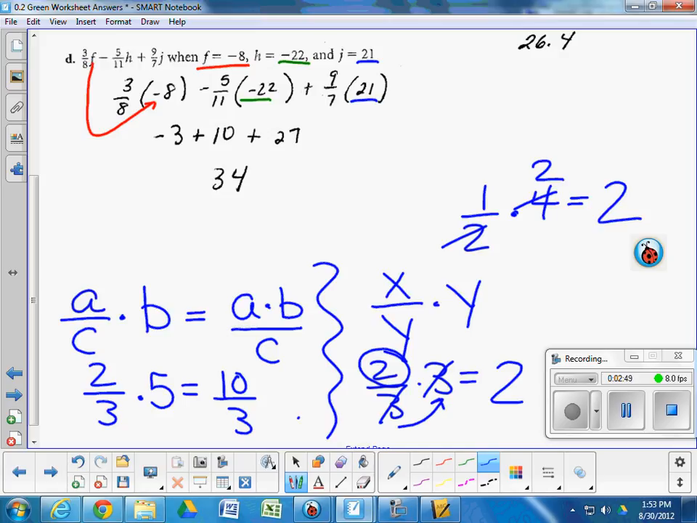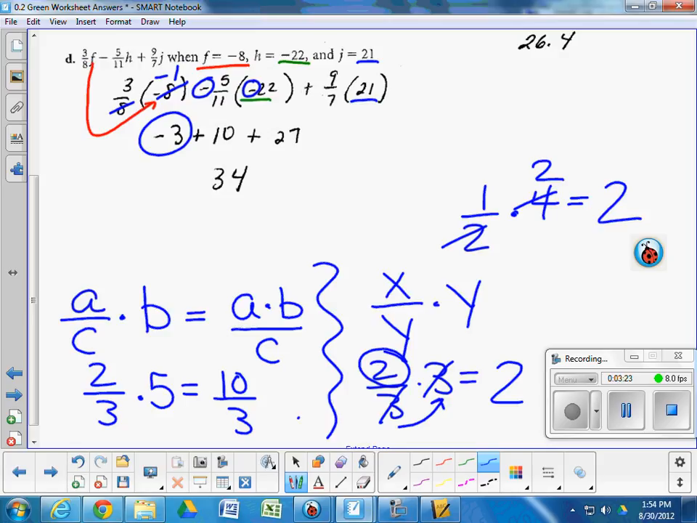When you see the 3/8 times negative 8, I do this. The 8 cancels the negative 8 and becomes negative 1. All right? It's like saying 3/8 of 8 is 1, but it's negative. No, sorry. 3/8 of 8 is 3, but it's a negative. So that's where this little negative 3 comes from. 3/8 times negative 8.